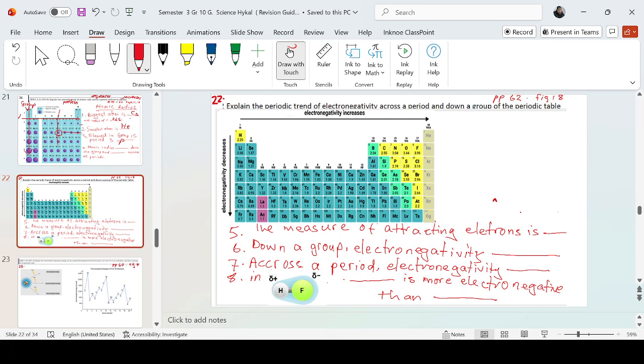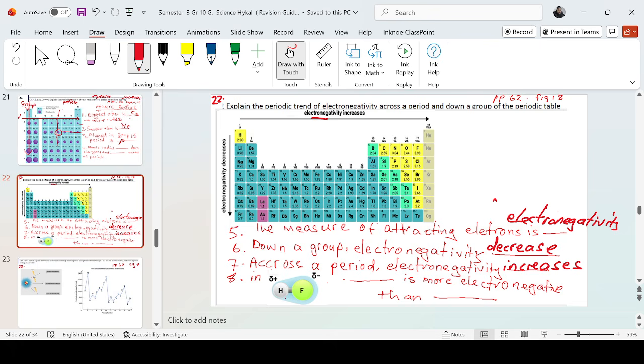The measure of attracting electrons is electronegativity, the power of attracting electrons. Down the group, what is happening? These numbers are getting less and less. The power of attracting electrons decreases. Across the period, from left to right, the electronegativity increases.